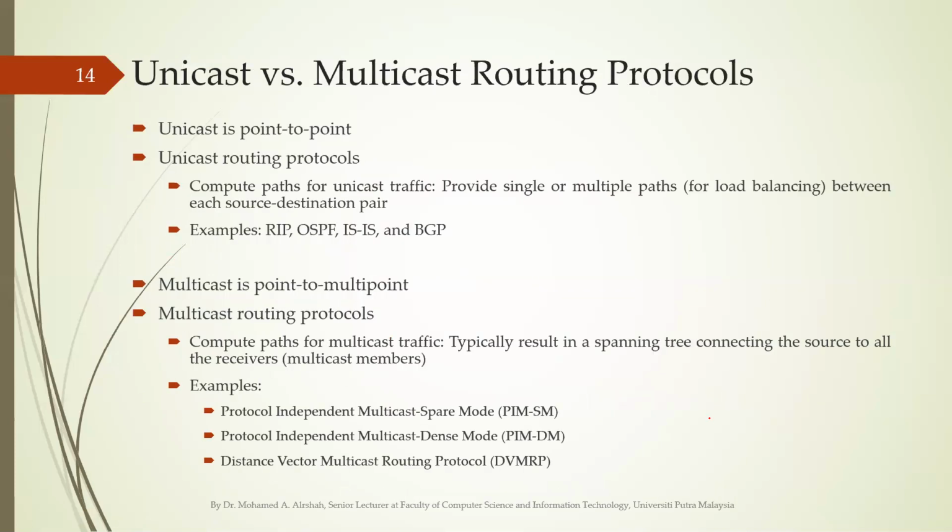So for the Unicast versus Multicast routing protocols, Unicast is point-to-point. The Unicast protocols are the protocols that communicate between routers as point-to-point connectivity. So every router will send to the targeted router directly. They don't use broadcasting. They use unicasting for exchanging routing information.